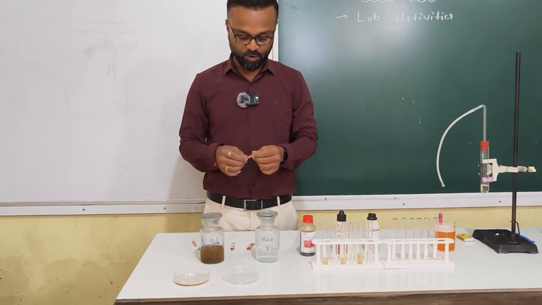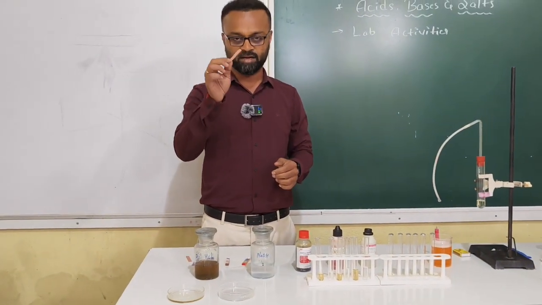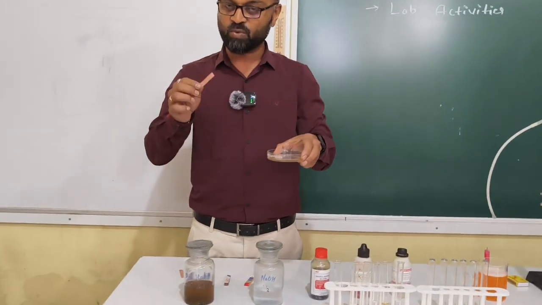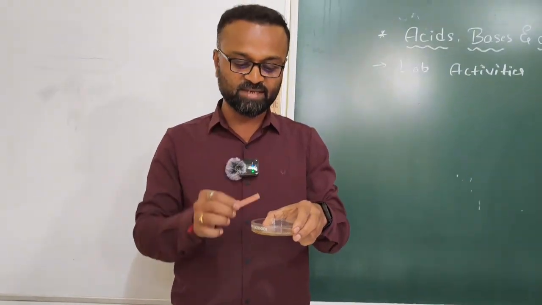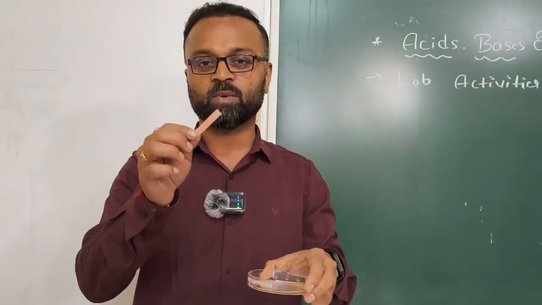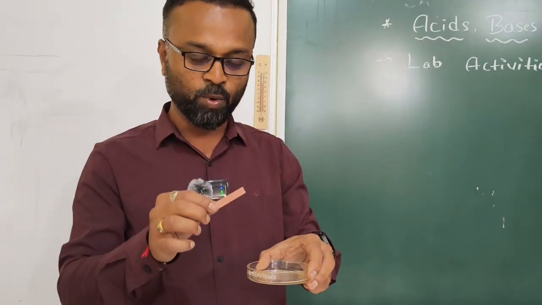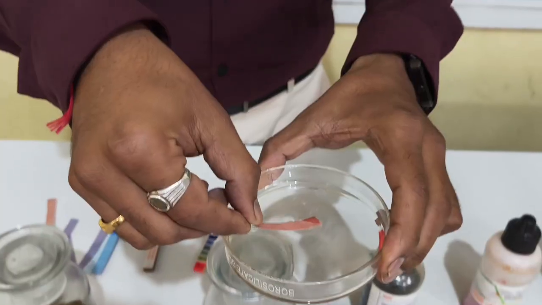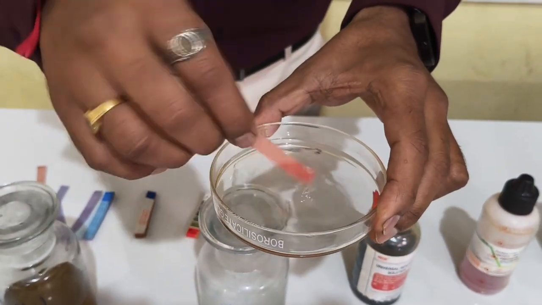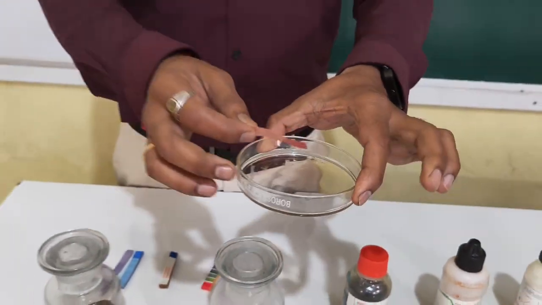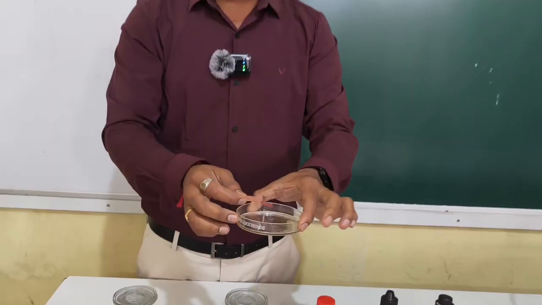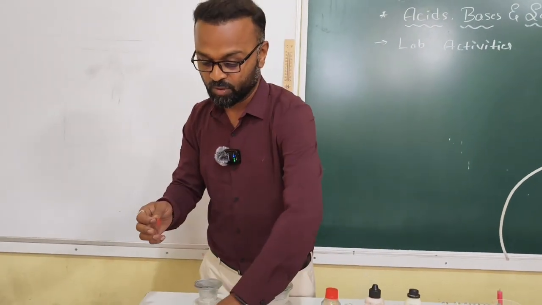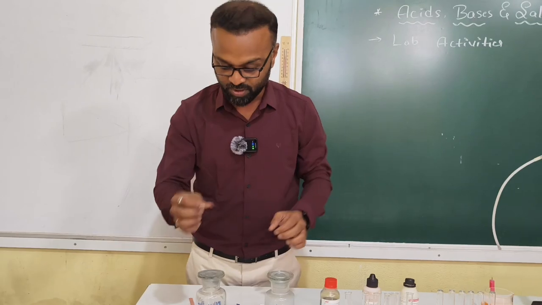First, I am going to take the red litmus paper and dip it inside this solution. As we all know, if this is a base, its color will change to blue. Let us dip it. You can see there is no change in color. That means we cannot tell yet whether this solution is acid or base, because we have one more solution. So we will test that solution also.